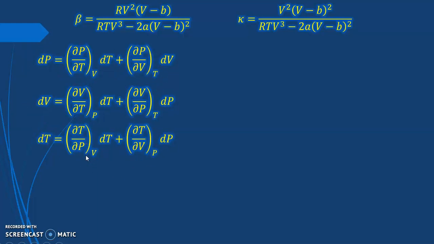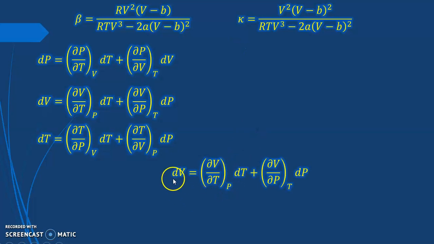However, it's always a little bit better if we use the expression that results easier. In this particular case, as far as I'm concerned, the easy equation to use is the expression for volume, because we have a relation directly with beta and kappa. So, this will be the equation that we will use for this problem.